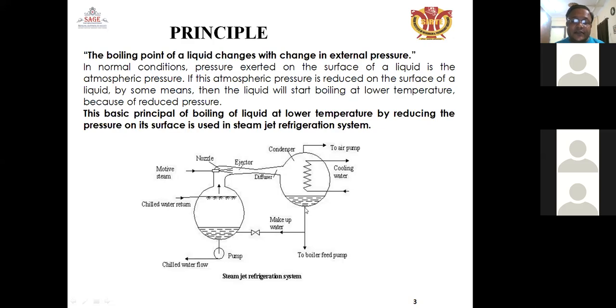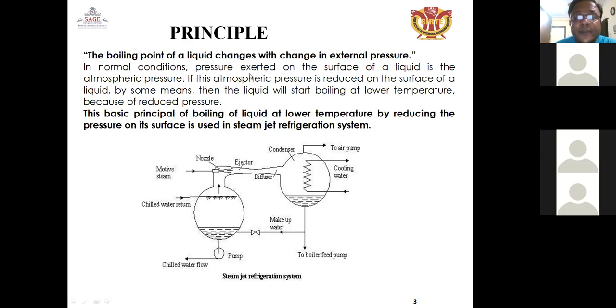This cooling water, which is collected here, is passing through the boiler feed pump because it is useful for the boiler. No external heat is required in a boiler for heating of the water and converting it into steam. What is the basic fundamental? The boiling point of a liquid changes with change in external pressure. This is the main theme.